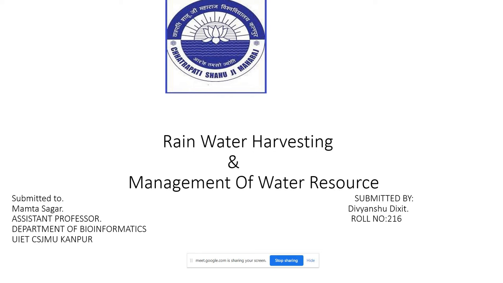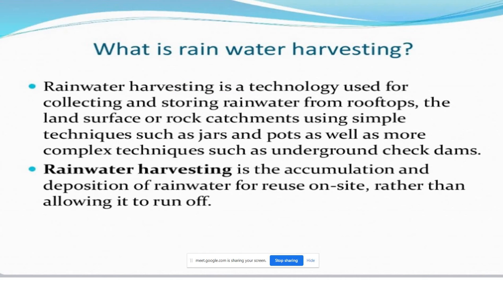So first, there is a question that arises in everyone's mind: what is rainwater harvesting? Rainwater harvesting is a technology used for collecting and storing rainwater from rooftops, the land surface, or rock attachment using simple techniques such as jars and pots, as well as more complex techniques such as underground check dams. Rainwater harvesting is the accumulation and deposition of rainwater for reuse on site rather than allowing it to run off.